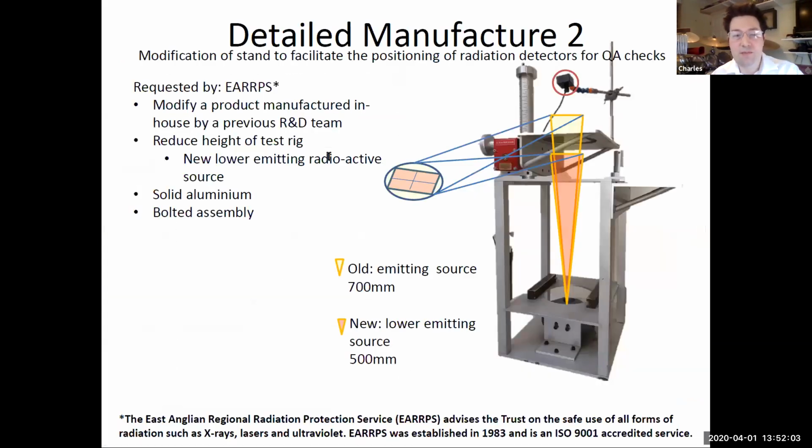Finally, the detailed manufacture of the other one was requested by the East Anglian Regional Radiation Protection Service. Quite an interesting one, this. It was as simple as lowering the height of a very simple standard that had actually been created in the department quite a long time ago, well before I came.